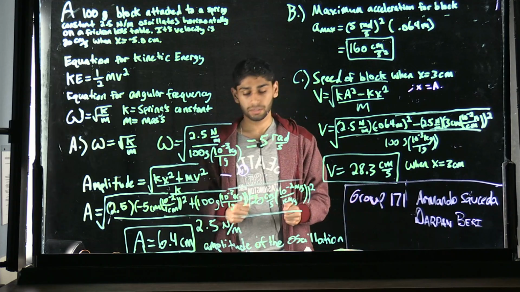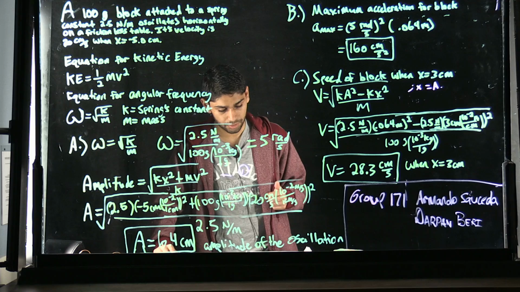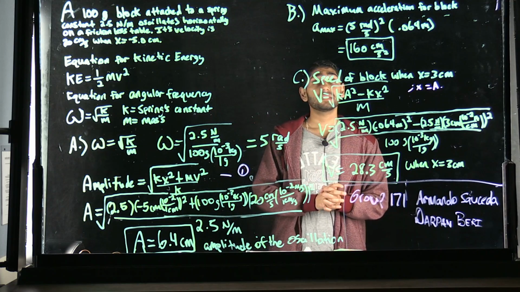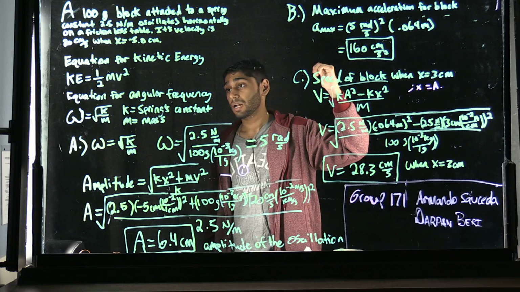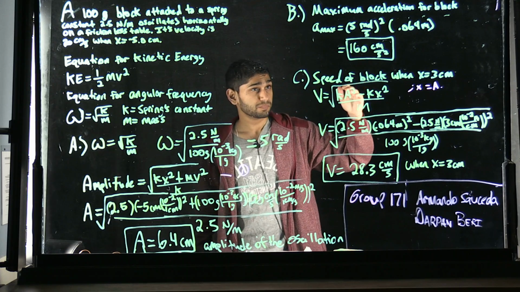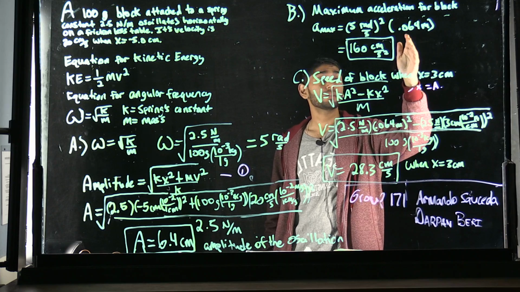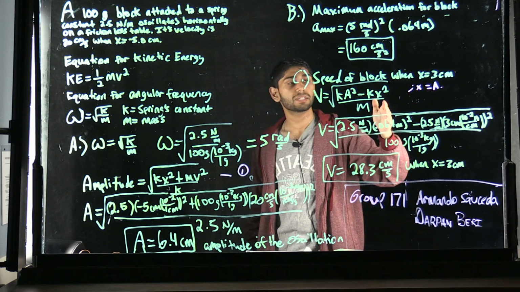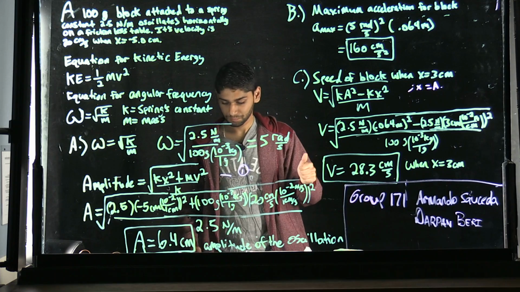Now, part B asks us, what is the block's maximum acceleration? That's relatively easy. So acceleration is the amplitude multiplied with the angular frequency squared, which is 5 squared into 0.064. We get 160 centimeters per second squared.